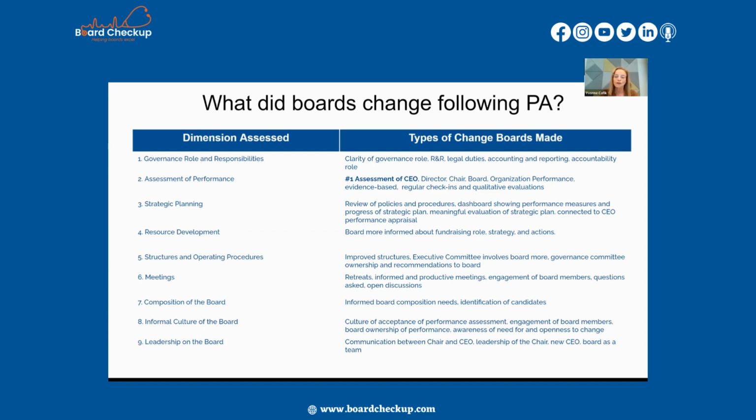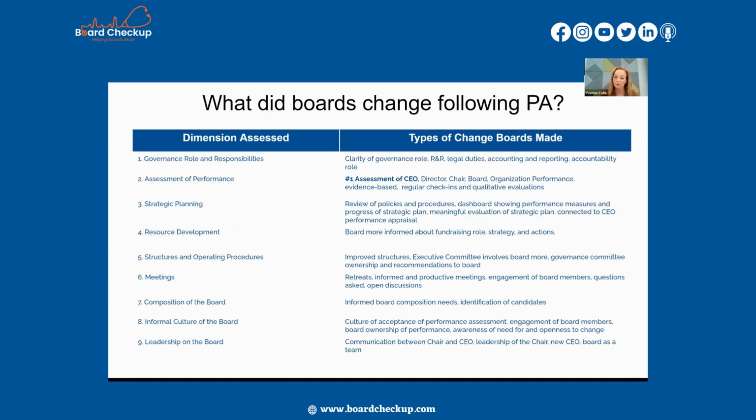Strategic planning, there were a lot of changes there as well, around reviewing policies and procedures, having a dashboard that would allow the board to see where progress is being made on the implementation of the plan and meaningfully evaluating it, and connecting that plan to the CEO's performance appraisal. The board was more informed about the resources that it needed to advance its purpose, and developed and structured itself around this role.